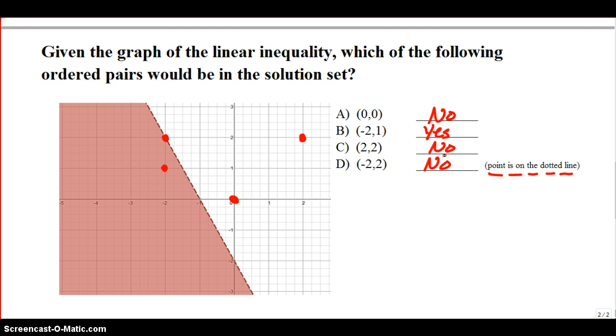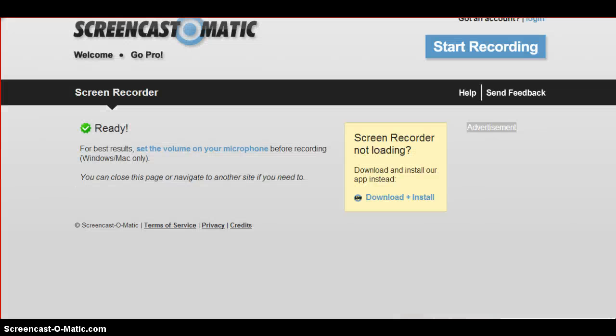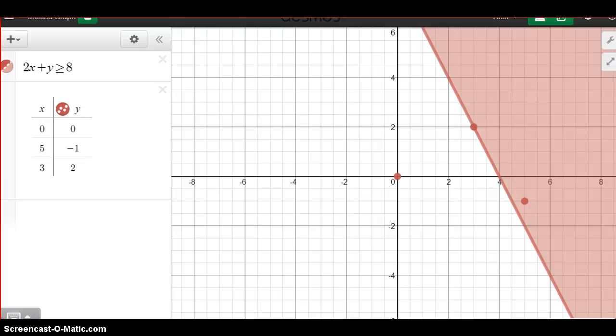All right, and I'm going to show you, if I can get to it here, what actually happened to the other one that we did earlier. Our 2x plus y is greater than or equal to 8. If you notice, we had the point 0, 0, the point 5, negative 1, and the point 3, 2. This is what would have happened if we had done that problem by simply graphing. Notice we came up with no, not part of the solution. That's a no. This one was a yes. Remember, that last one was right on the line, but it had an equals with it. So since it had an equals, it is actually part of the solution set.